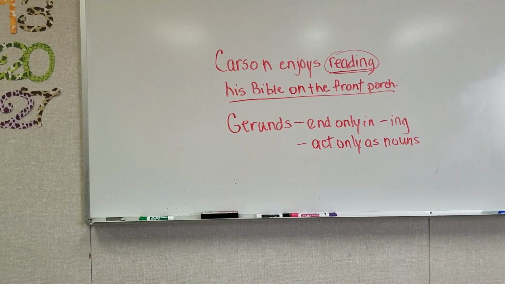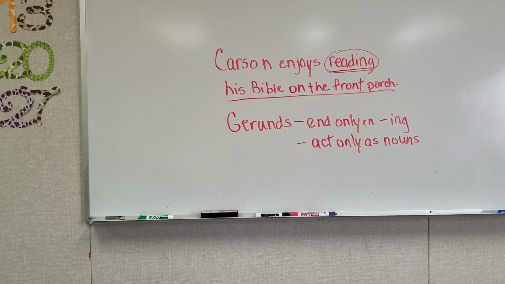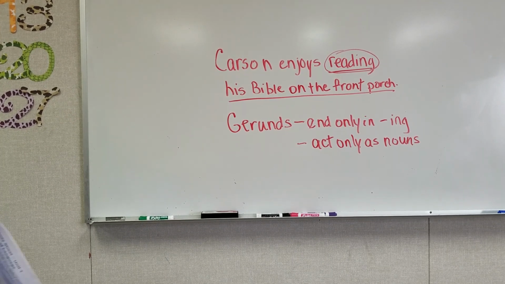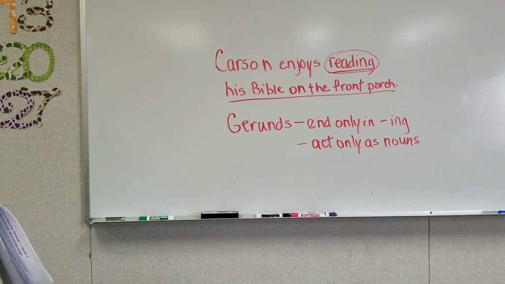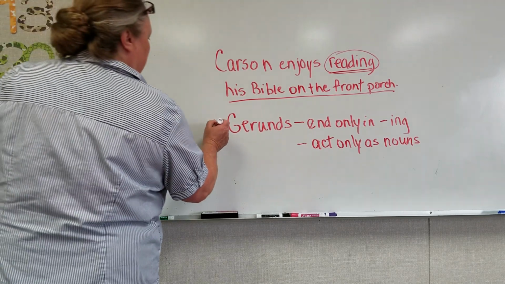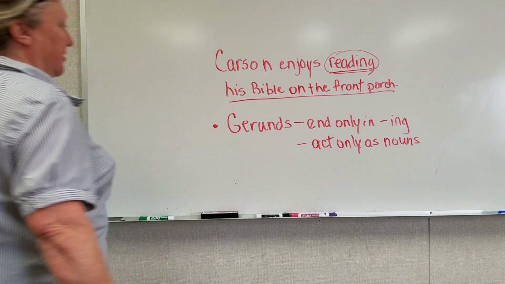Okay, we're going to jump to verbals here, and verbal phrases. Remember, a verbal is just a word that is a verb form. So it looks like a verb, but is acting as something else, either an adjective or an adverb or a noun. And there are three types of verbals, and one of them is a gerund.